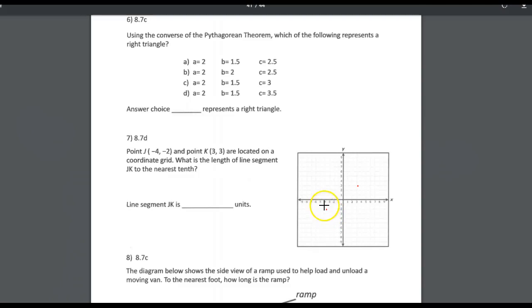Let's see, negative 4. I should have drawn that over just a little bit. So we've got 1, 2, 3, 4, 5, 6, 7 down here. And then we have 1, 2, 3, 4, 5 on this side. Okay? Use the Pythagorean theorem and find out your hypotenuse, and you'll be able to get your answer correct.